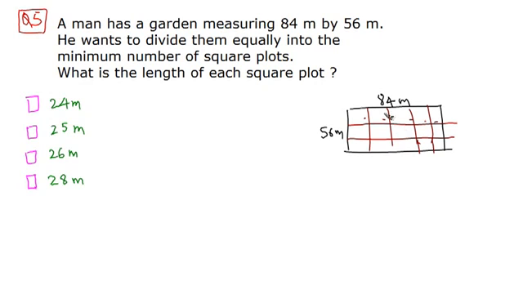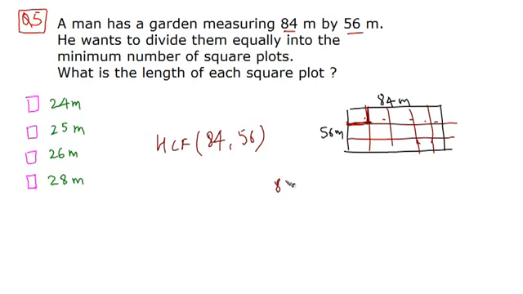He wants to divide his garden in such a way that the number of square plots should be minimum, which means that the length of the square plot should be maximum. Now if the length should be maximum, it means that the length should divide the length of his garden and the width of his garden exactly. That means that the length of each square plot should be the highest common factor of these two numbers, 84 and 56. So we have HCF of 84 and 56.